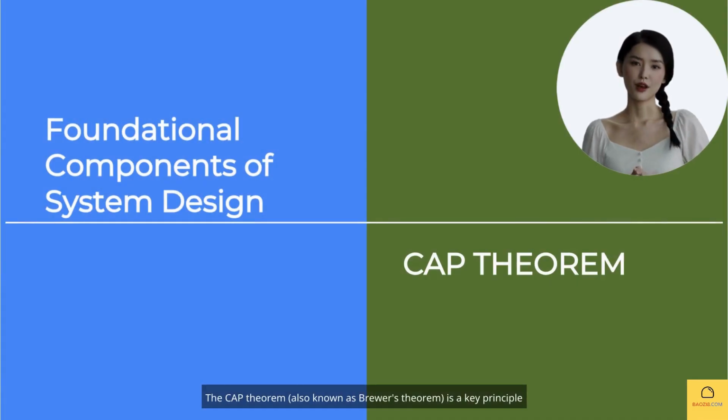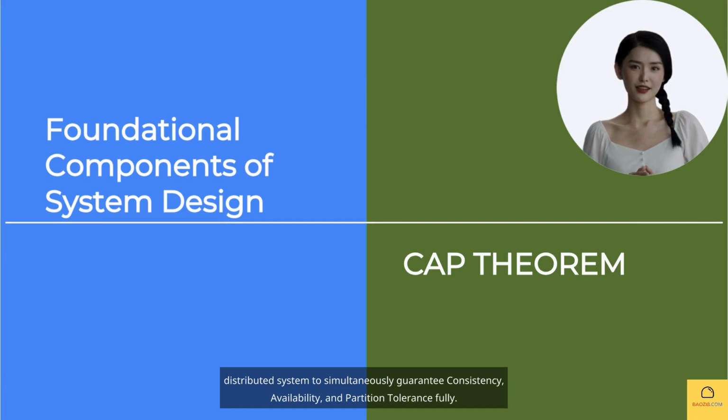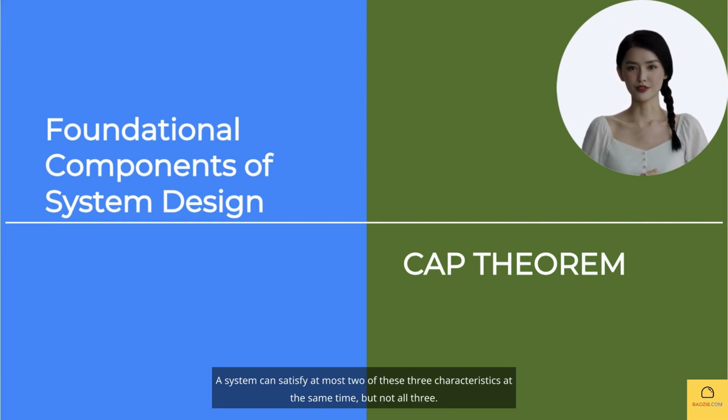The CAP theorem, also known as Brewer's theorem, is a key principle in distributed systems, stating that it is impossible for a distributed system to simultaneously guarantee consistency, availability, and partition tolerance fully. A system can satisfy at most two of these three characteristics at the same time, but not all three.